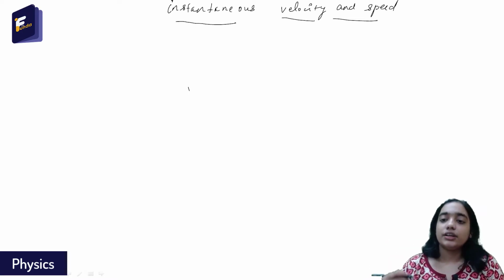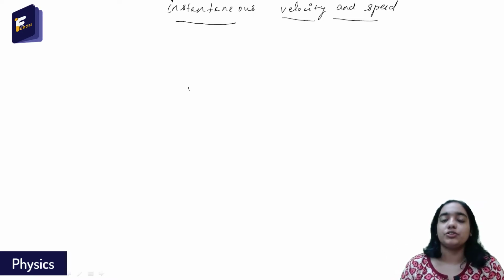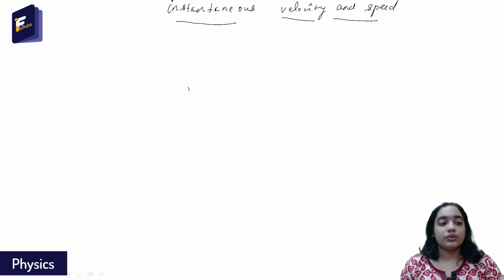And then we discussed a little bit about graphs. We had discussed the position-time graph actually, and we had not gone to any complex graph, just a simple graph. So in this class we are going to discuss something a bit higher, that is instantaneous velocity and speed.